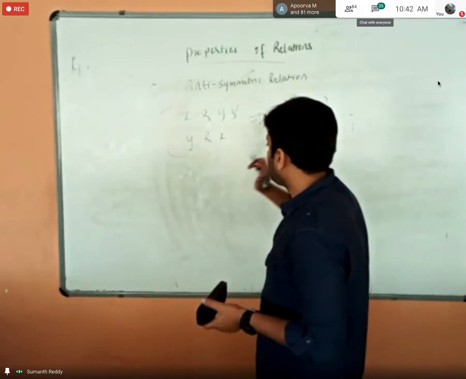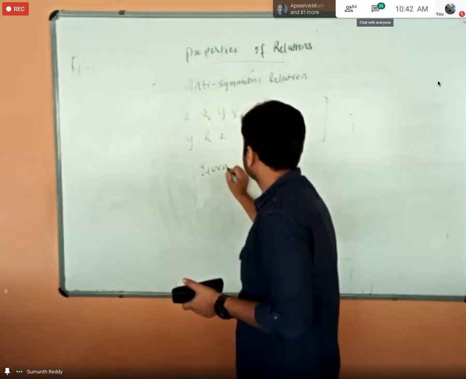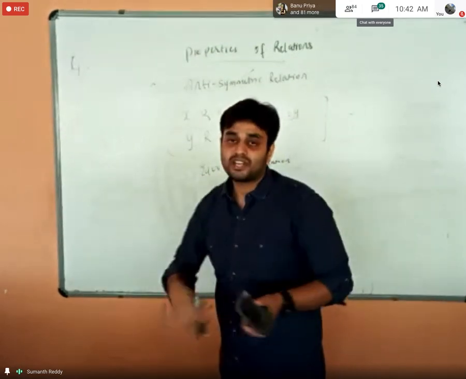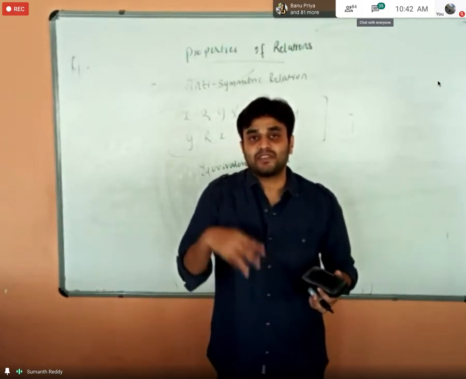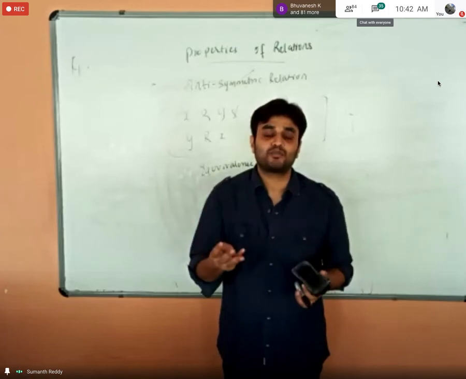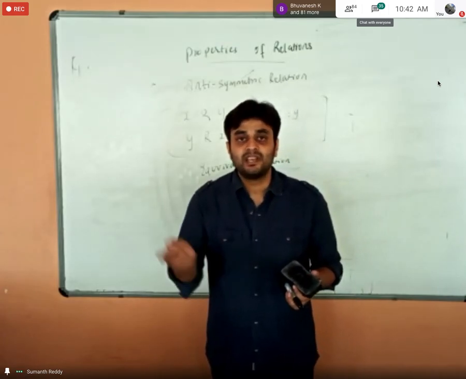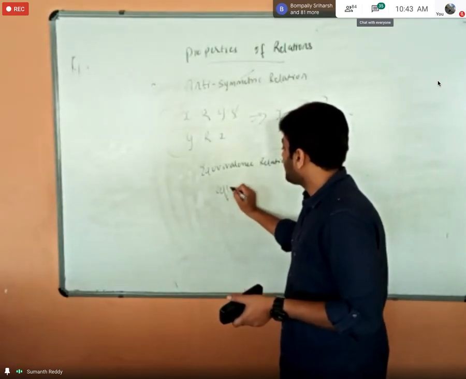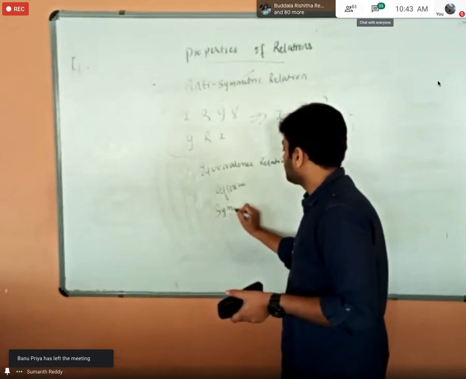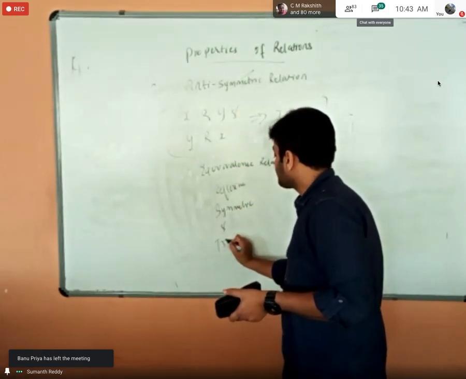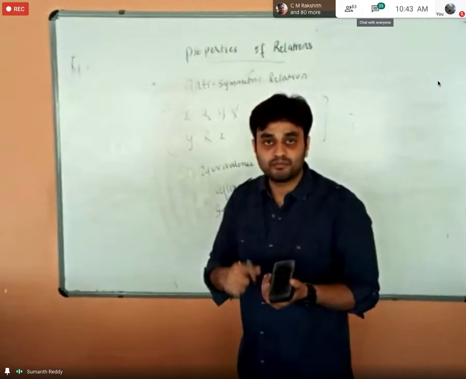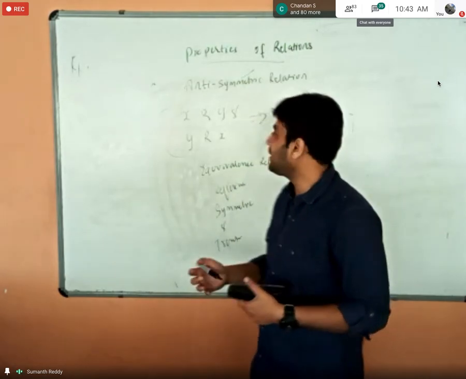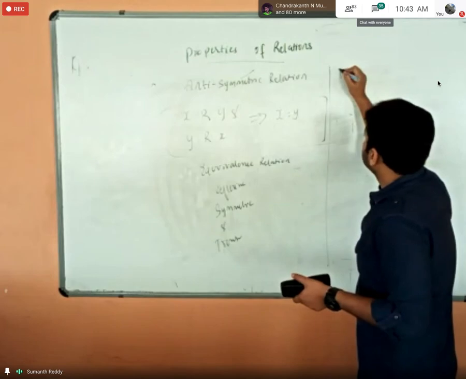And the next thing is equivalence relation. Very, very important. Equivalence relation by itself does not have any rule, but any relation which satisfies three properties, reflexive, symmetric, and transitive, we can call it an equivalence relation. So any relation which satisfies reflexive, symmetric, and transitive properties is considered an equivalence relation.